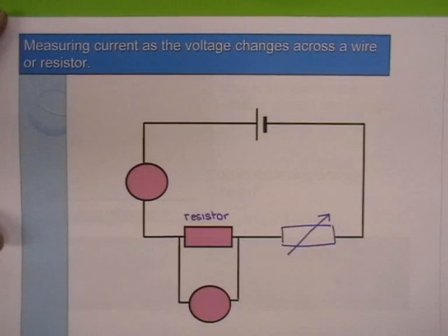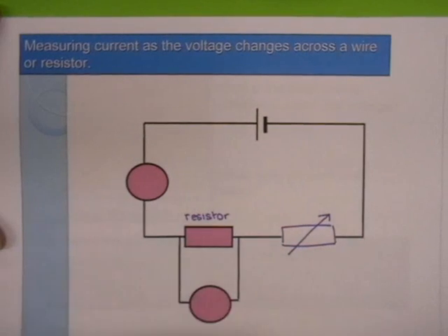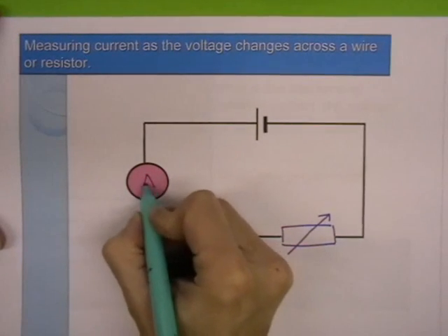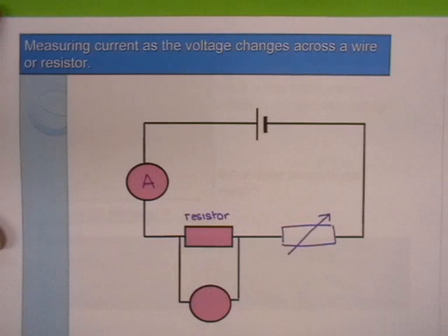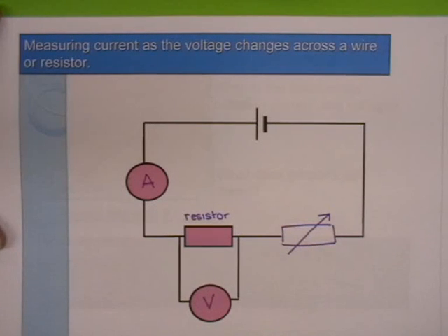To measure the current in your circuit, you use an ammeter. Your ammeter has to be placed in series in here, and so this must be your ammeter here. To measure the voltage across a resistor, you have to put a voltmeter in parallel. So this must be your voltmeter here.